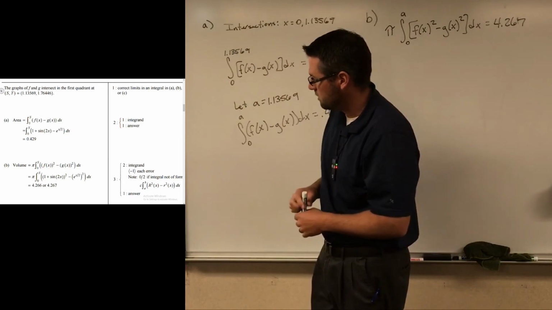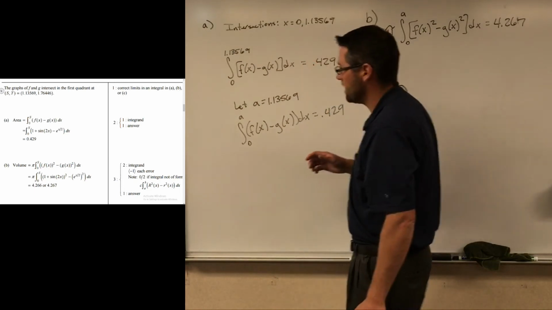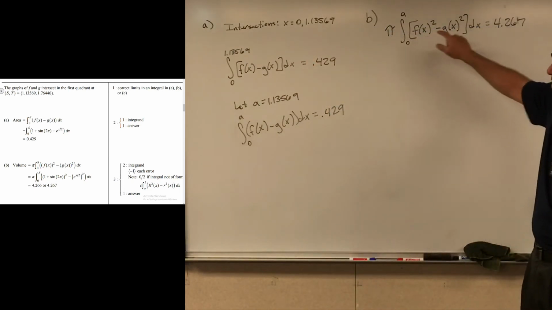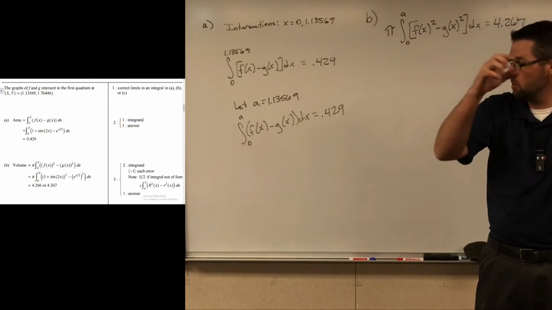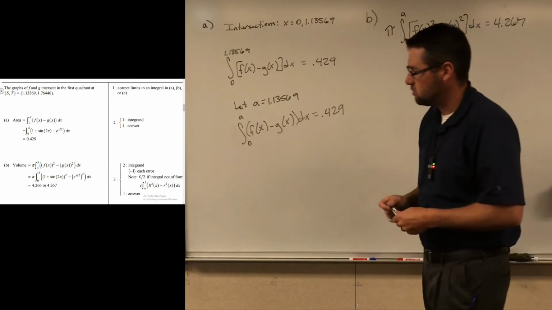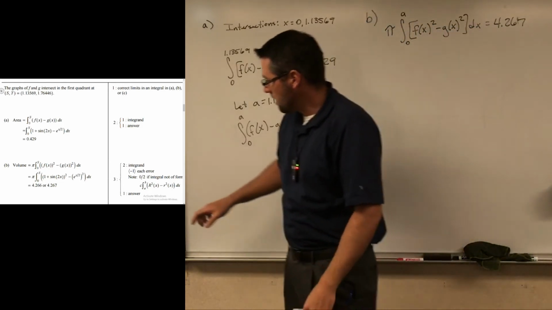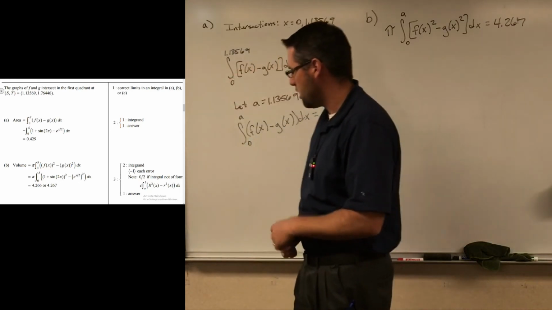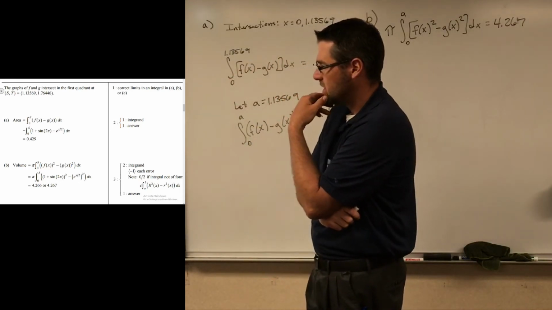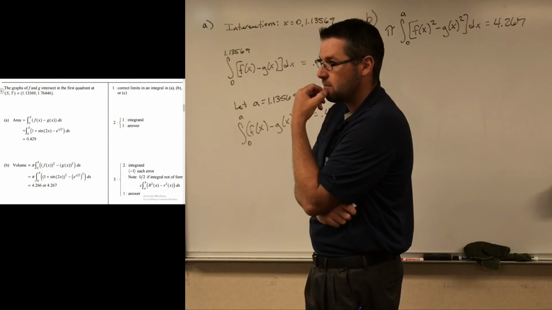It's always precarious. You get 2 points for the correct integrand. So if you said f of x squared minus g of x squared, or if you said y plus sine of 2x and then all squared minus e to the x over 2 and then all squared, 2 points for the correct integrand. And notice it says minus 1 for each error. What kind of errors do you think that they would look at?